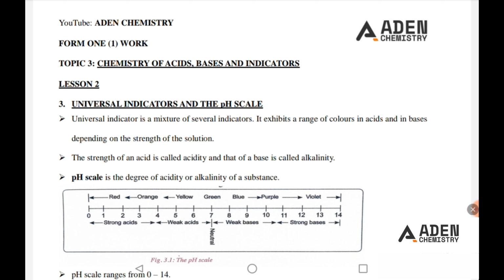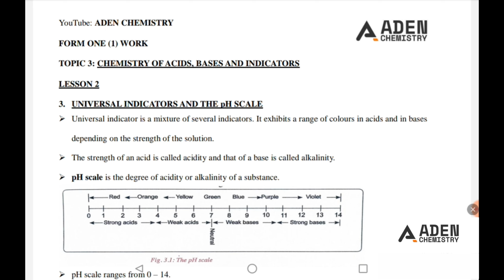So we're saying universal indicator is a mixture of several indicators. It exhibits a range of colors in acids and in bases depending on the strength of the solution. Learners, remember when we are dealing with the commercial indicators, they were only telling us that the solution is either acidic or basic or neutral. But when we're talking about universal indicators, apart from telling us the solution is acidic, basic or neutral, it will also tell us the strength of the acid and the bases.